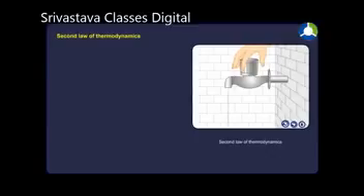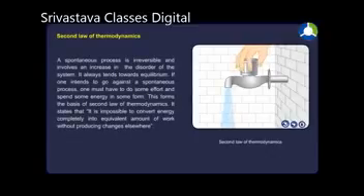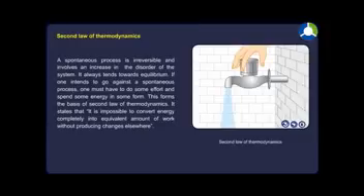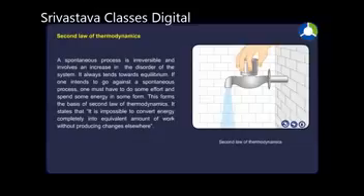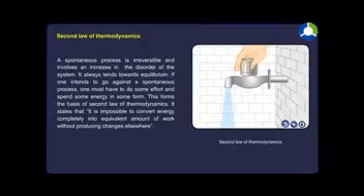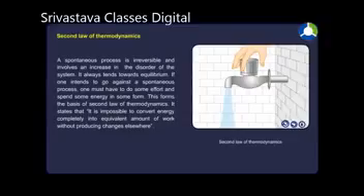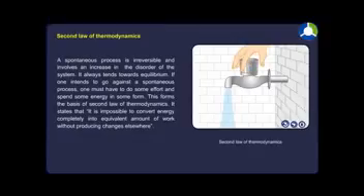Second law of thermodynamics. A spontaneous process is irreversible and involves an increase in the disorder of the system. It always tends towards equilibrium. If one intends to go against a spontaneous process, one must do some effort and spend some energy in some form. This forms the basis of the second law of thermodynamics. It states that it is impossible to convert energy completely into an equivalent amount of work without producing changes elsewhere.